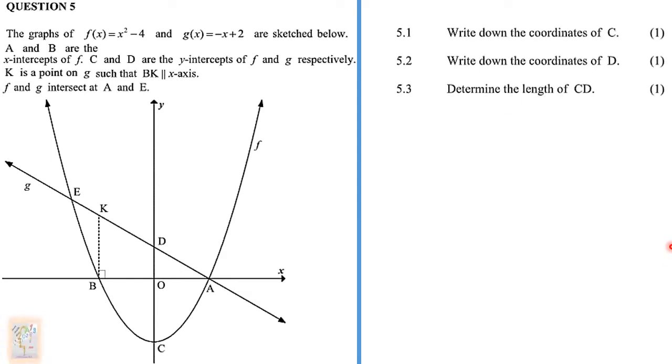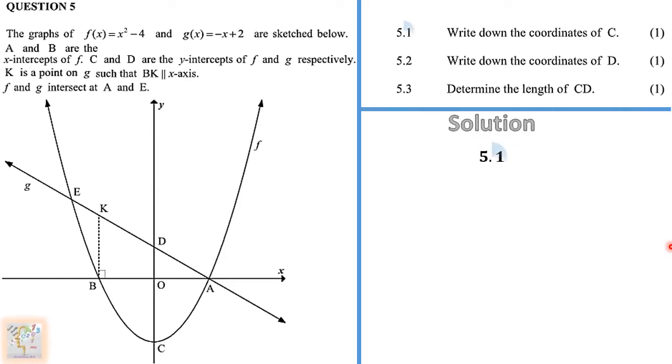Now, let's hop into the questions. The first question says, write down the coordinates of C. This is what we're going to do. We look at the solution for 5.1. Write down the coordinates of C. What do we know? We know that C is a point on f of x.